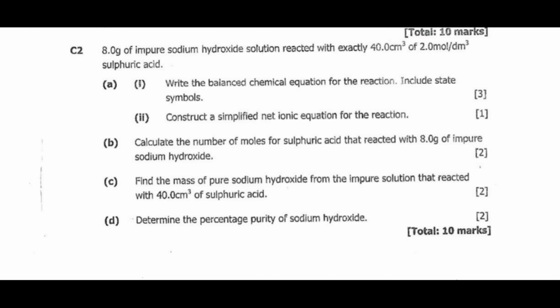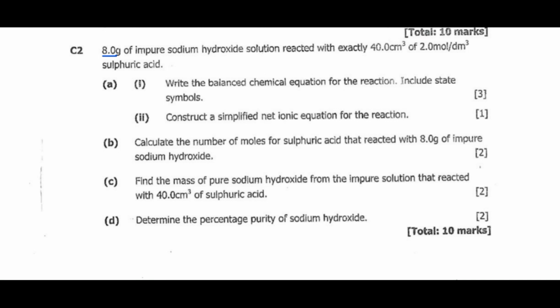8.0 grams of impure sodium hydroxide solution reacted with exactly 40.0 cubic centimeters of 2.0 molar per decimeter cubed sulfuric acid. So from this mass, this means that there is a certain percentage that was pure and a certain percentage that was impure. So this is not the mass for sodium hydroxide. There should be some substances that we consider to be impure. Now let's look at the first part here. Write the balanced chemical equation for the reaction including state symbols.